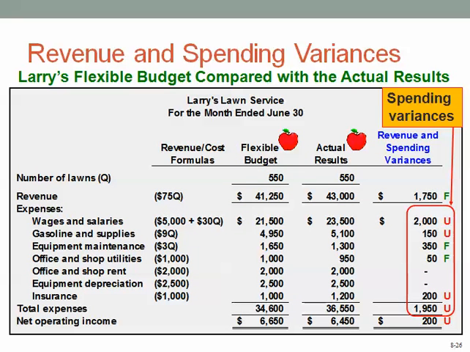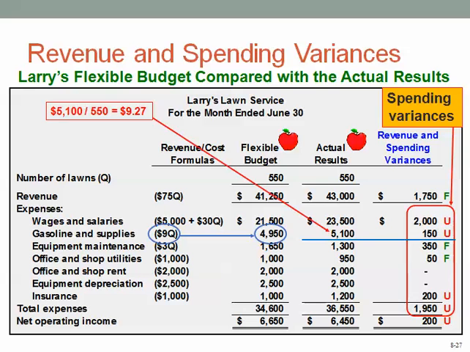Our spending variances are the difference between our actual expenses and the expenses we would have budgeted with our flexible budget had we anticipated cutting 550 lawns. Notice we have unfavorable variances if our actual expenses are higher than the budgeted amount, and we have favorable variances if our actual costs are lower than our flexible budget amounts. Let's take a closer look and see why these would be favorable or unfavorable.